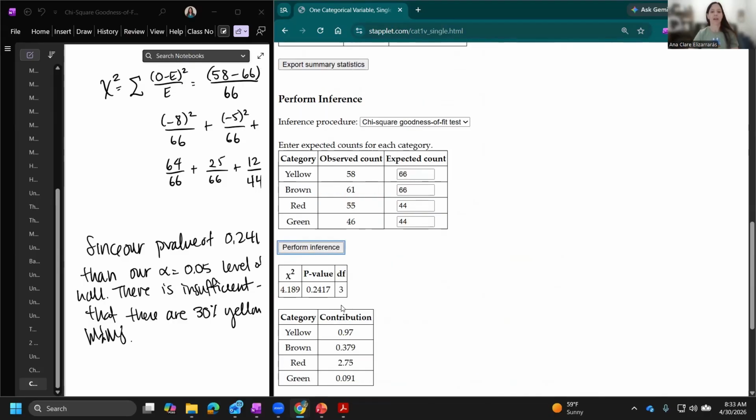Perform inference, and there you have that chi-squared value that we got of 4.189 with the p-value of 0.2417. They're doing exact calculations. Ours was an approximation where they're probably using a longer value of the chi-squared. Our degrees of freedom, and then it actually tells you which one had the most impact. Red was the furthest off. It was 11 off. As you saw before, the other ones were like 8, 5. Red was 11 off.